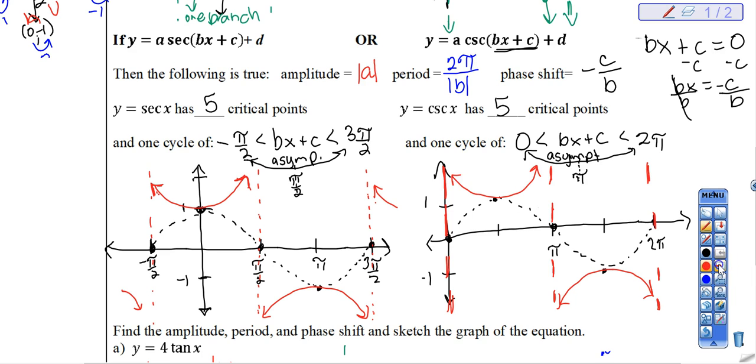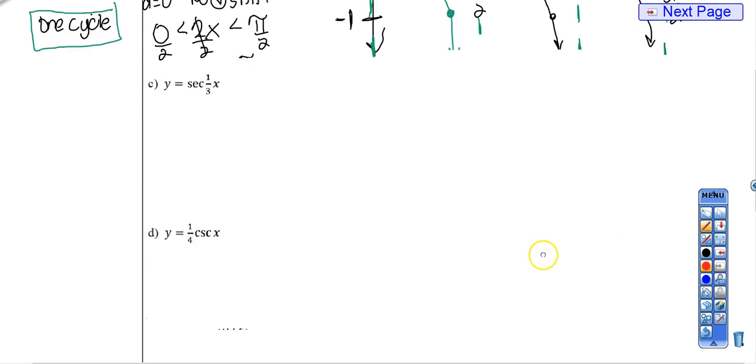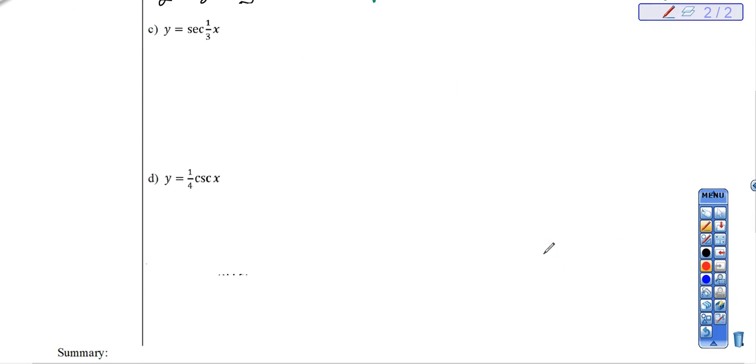So we'll do 2 examples on the back of your paper. We're going to do examples C and D. One with a horizontal stretch and one with a vertical compression. So we'll take a look at this. Y equals secant 1/3 x. Identify your A term.